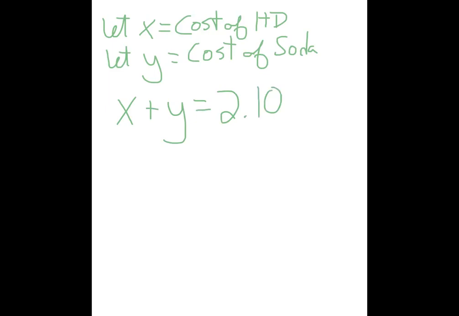The next equation says 2 hot dogs, so that would be 2x for me, and 3 soft drinks or sodas, that would be 3y, is going to be a total of $5.15. Okay, and then there's your 2 equations, and you're going to solve that like you normally would. Make sure that you are paying attention to where the decimal point goes, right? Don't just write that as 210. That would be an awful lot of money for one hot dog and one soda, right? So just be mindful of the decimal points.